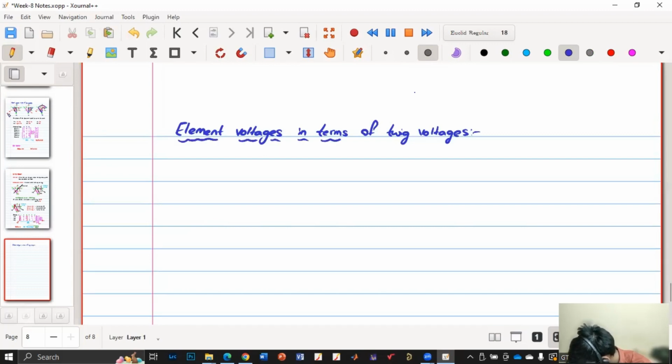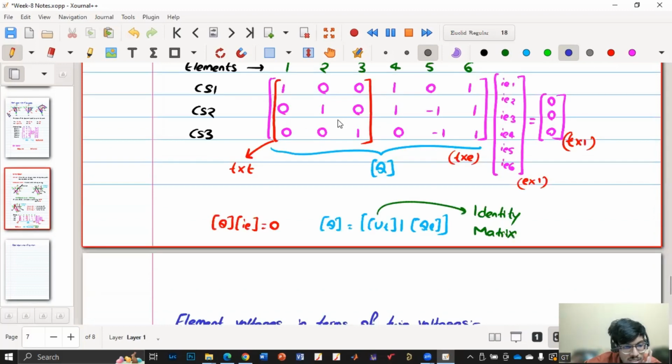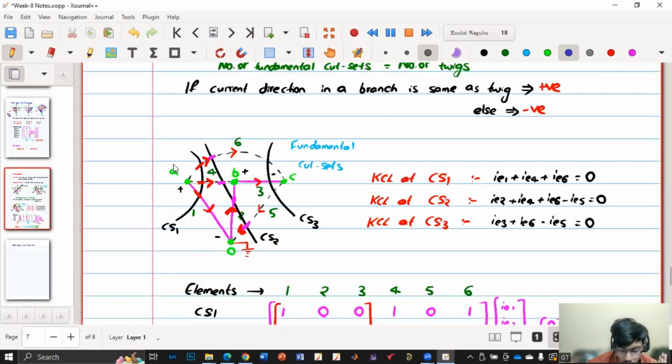So you can consider any side of the cut set. Let us just consider cut set one. If I consider the left side, what happens? Current one is entering the cut set, right? So the current direction is here, here, here. The convention is that current entering the cut set is positive. So all of them are positive.